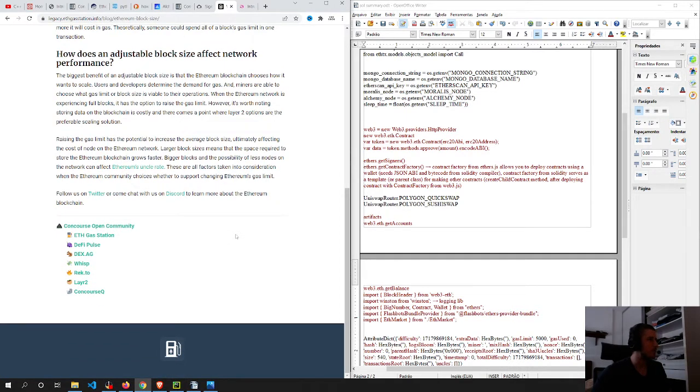Raising the gas limit has the potential to increase the average block size, ultimately affecting the cost of nodes on the Ethereum network. Larger block sizes means that the space required to store the Ethereum blockchain grows faster. Bigger blocks and the possibility of fewer nodes on the network can affect Ethereum's uncle rate. These are all factors taken into consideration when the Ethereum community chooses whether to support changing Ethereum's gas limit.